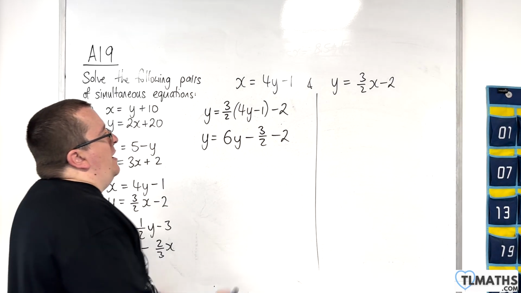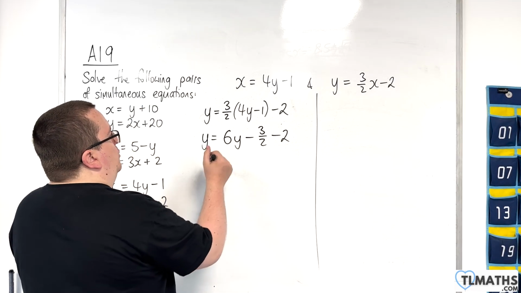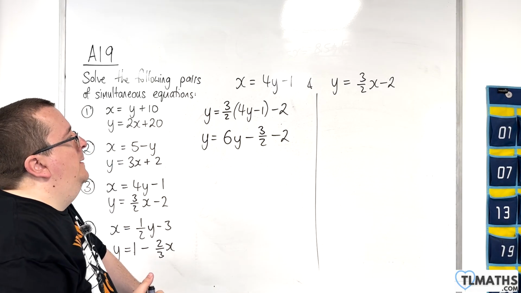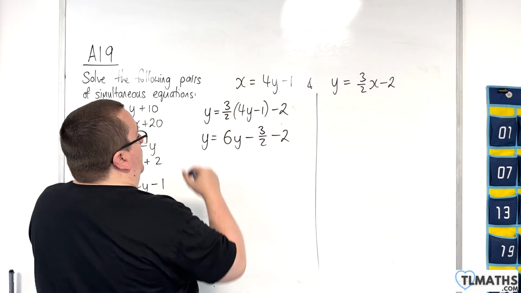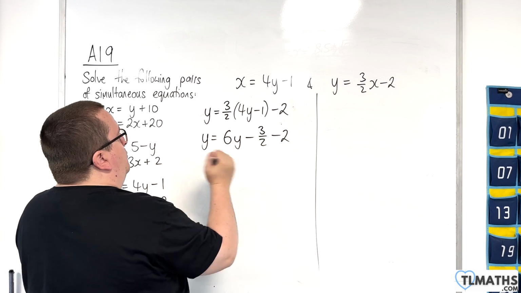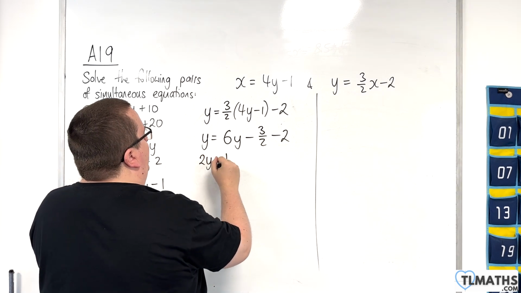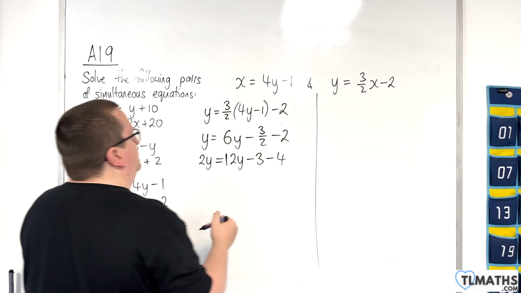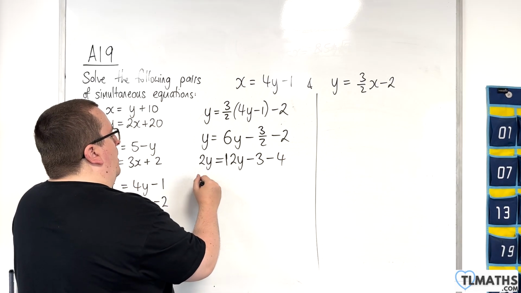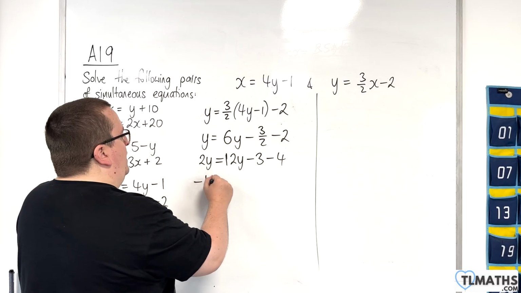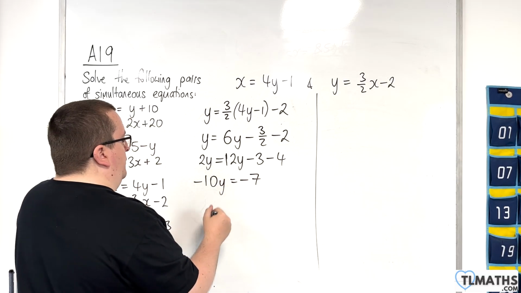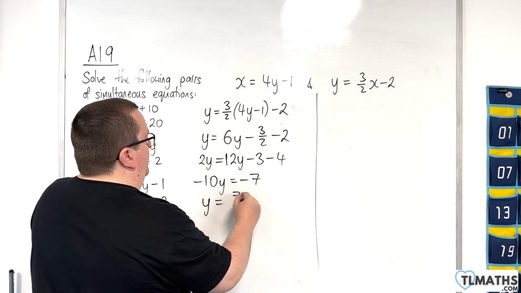Now let's get rid of the fraction, so we'll multiply everything through by 2. Now you could have multiplied through by 2 at that stage if you prefer, and that would have saved you expanding out by 3/2. So multiply through by 2, we're going to get 2y equals 12y, take away 3, take away 4. So if we subtract 12y from both sides, so minus 10y, we've got minus 3, take away 4, which is minus 7. Divided through by minus 10, y is 7/10.